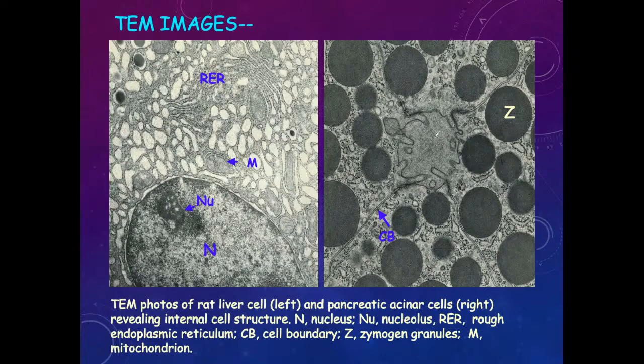In more TEM images, we can see rough endoplasmic reticulum here. Some mitochondria are present, nucleus is present. So everything is well structured, nicely shown. These are the cristae inside that they are showing here, and this is the rough endoplasmic reticulum. On the right hand side, we can see some zymogen granules and the cell boundary of these cells. These images are from rat liver cells, and the right one is from pancreatic acinar cells, revealing the internal structures. That's the beautiful part of TEM.